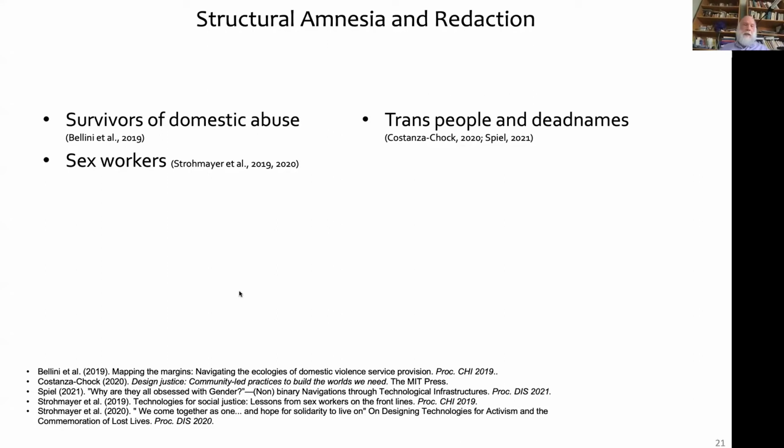Angelica's work is here in her thesis about sex workers, who of course need to communicate with each other, but also not to be noticed by certain people. Rosie Bellini did similar kinds of work with survivors of domestic abuse. And as I already made reference, trans people often have to fight against their dead names. They're stuck in bibliographies with their pre-transition name, and they need to redact that and turn that into their current name.